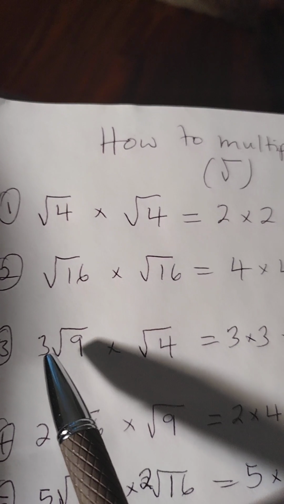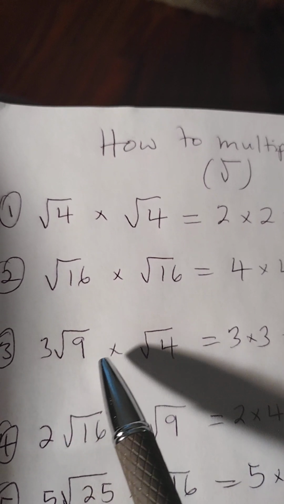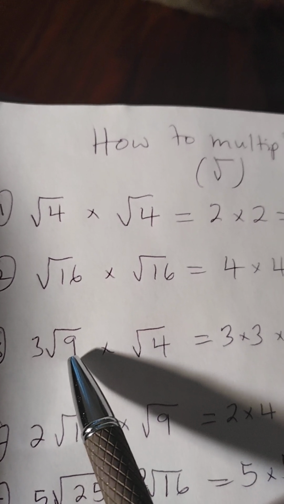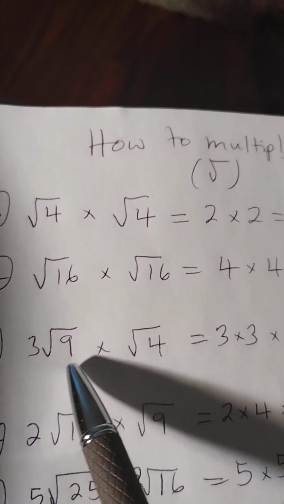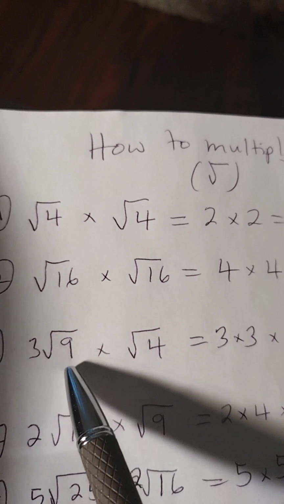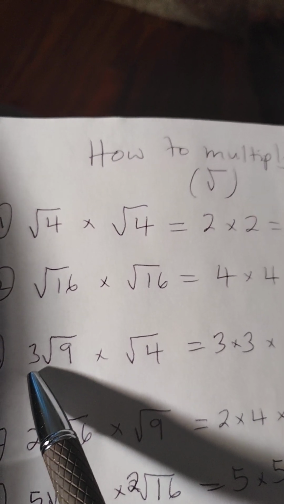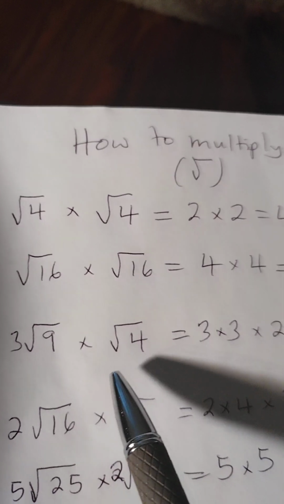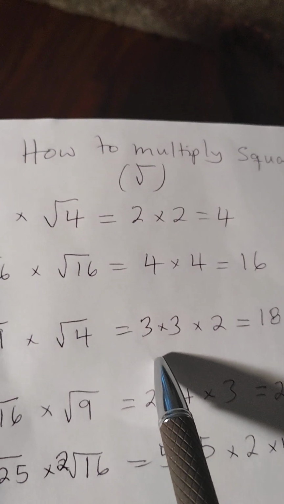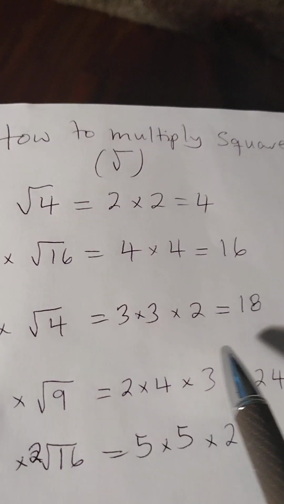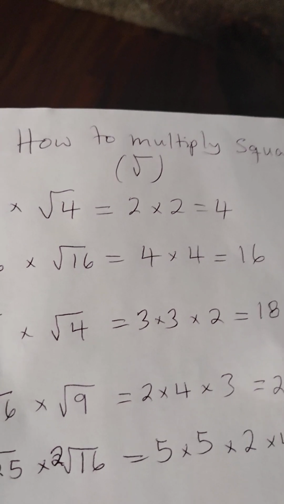When we come here, there's a number 3 before the square root of 9. The square root of 9 is 3. That means 3 times the square root of 9. So you find the square root of 9, which is 3. 3 times this 3 will give you 9, times the square root of 4, which is 2. So 3 times 3, which is the 9, times the 2, is 18. So the answer is 18.